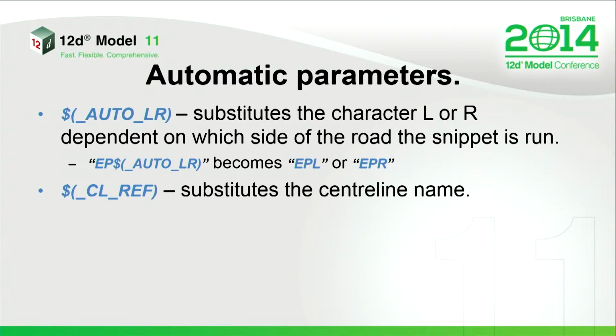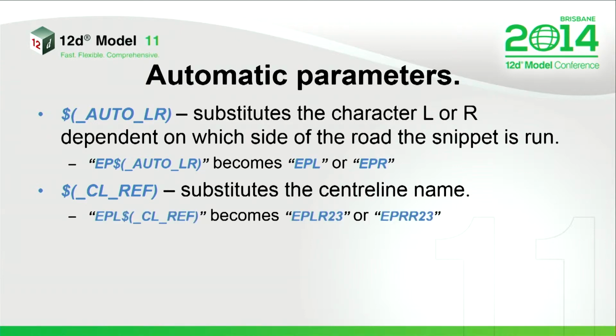The same thing, we have these reserved parameter names that will pick up the name of the sender line. And obviously what this does is a straight substitution of the sender line name into your snippet. If you want to run that snippet on the curb returns, cul-de-sacs, roads, and keep that unique naming, this is a method of doing it. Again here, we've got the edge of pavement left, and we're saying we want to tag the name of the centreline after it, so it just turns into EPL R23. You can see what goes on.